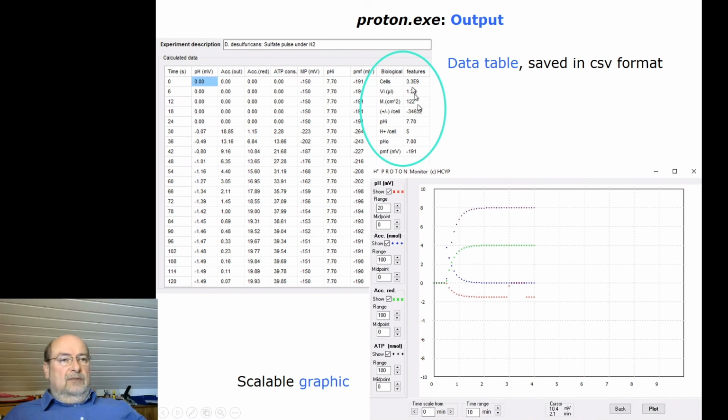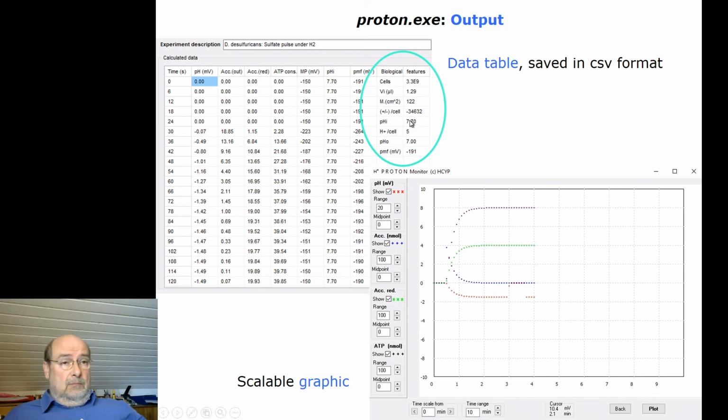And you also get some interesting data about your cells from the bio numbers. So how many cells do you have in your assay? What is the intracellular volume of this? And you see it's very small, 1.3 microliters. What is the membrane area of your cells? This is huge. So that will be 122 in our experiment here, so much bigger.